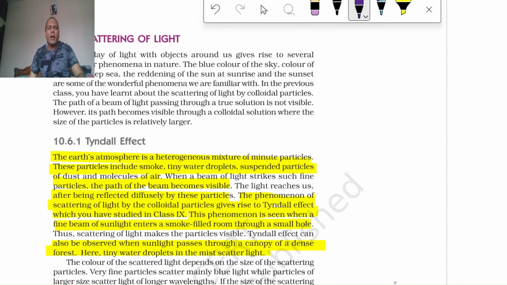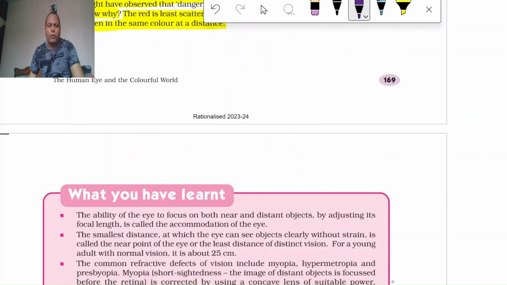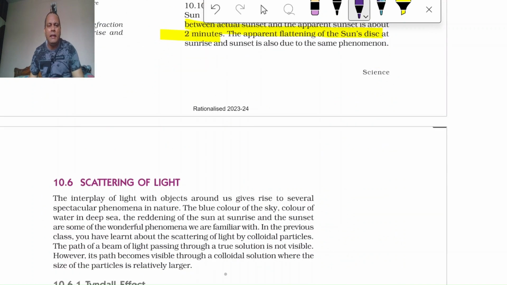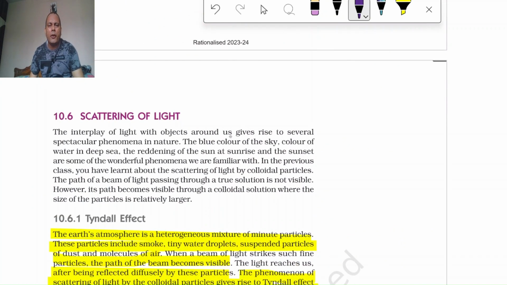Now, scattering of light. The interplay of light with objects around us gives rise to several spectacular phenomena in nature: the blue color of the sky, the color of the water of the deep sea, and the reddening of the sun at sunrise and sunset. Some of these wonderful phenomena are familiar from the previous class. You have learned about the scattering of light and colloidal particles. So actually, what is scattering of light?